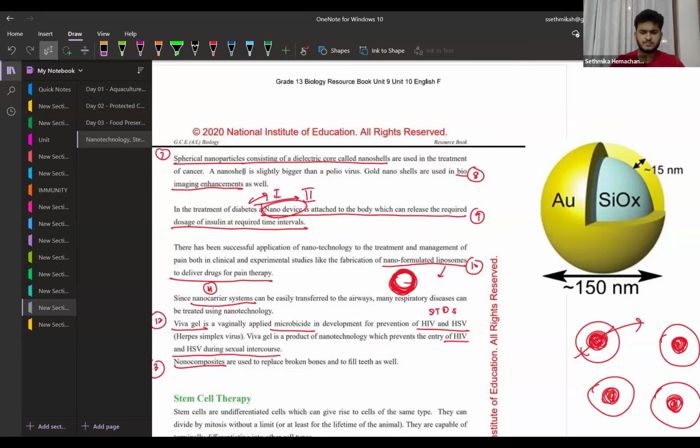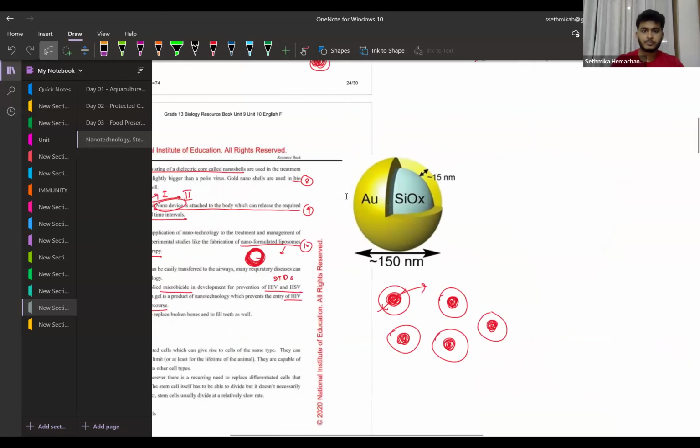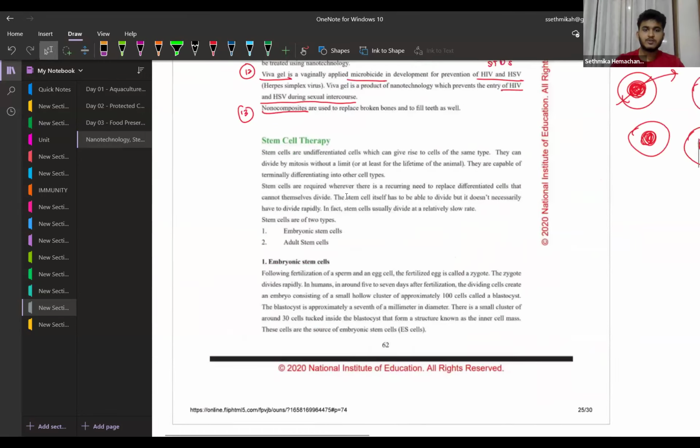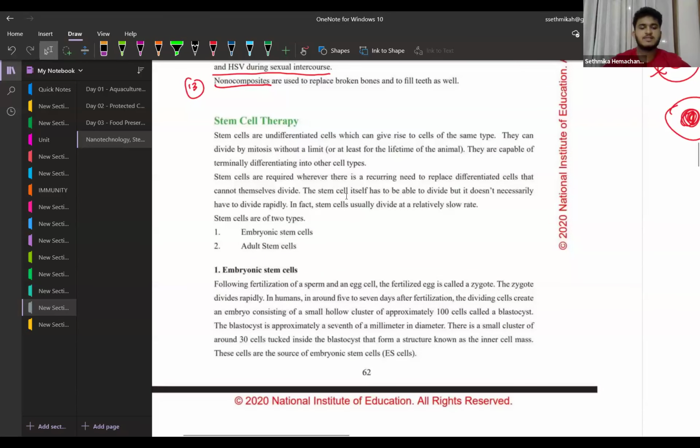So just go through this. Then let's go to stem cell therapy.